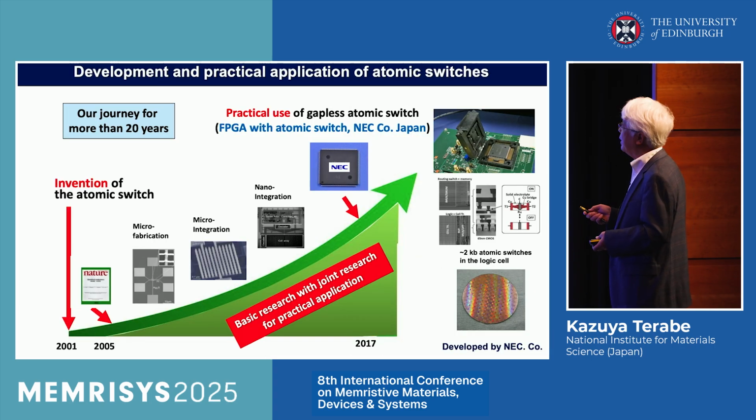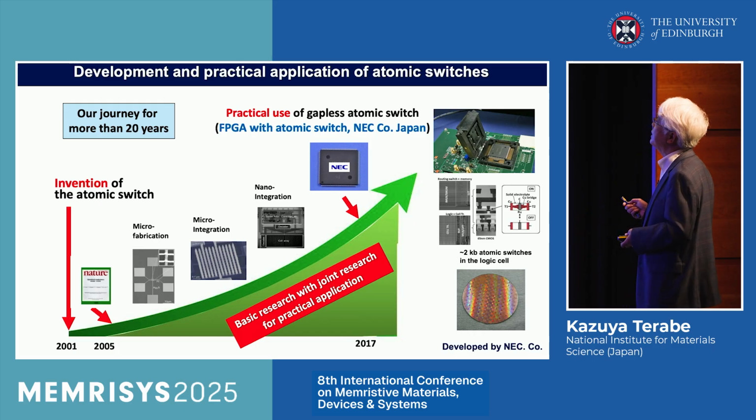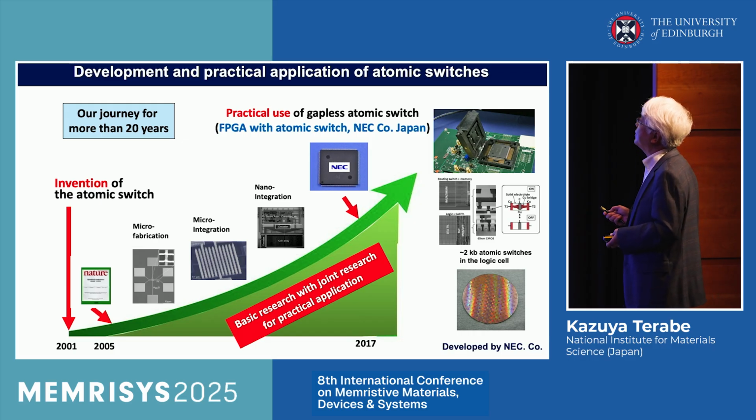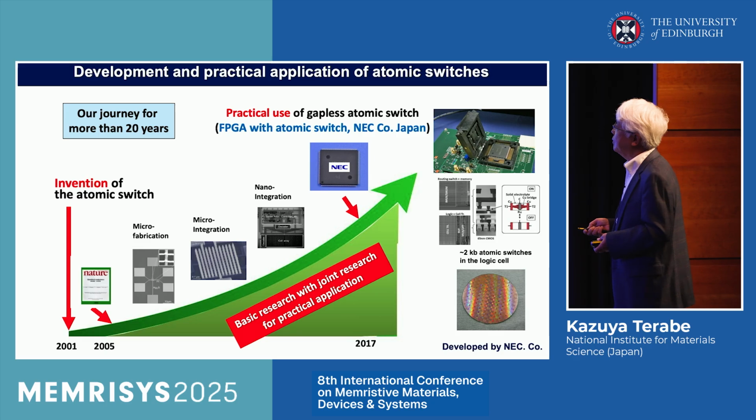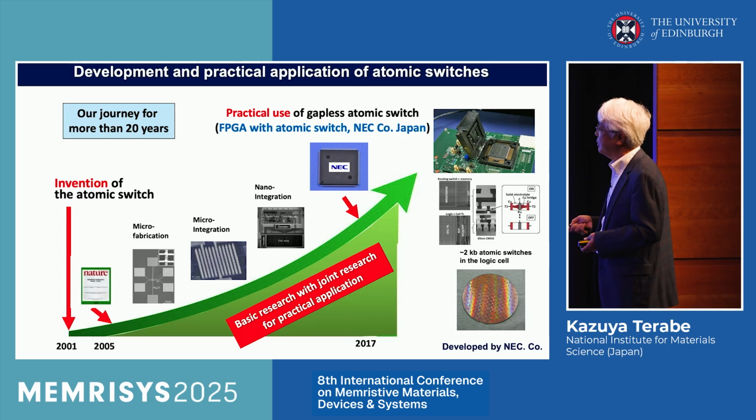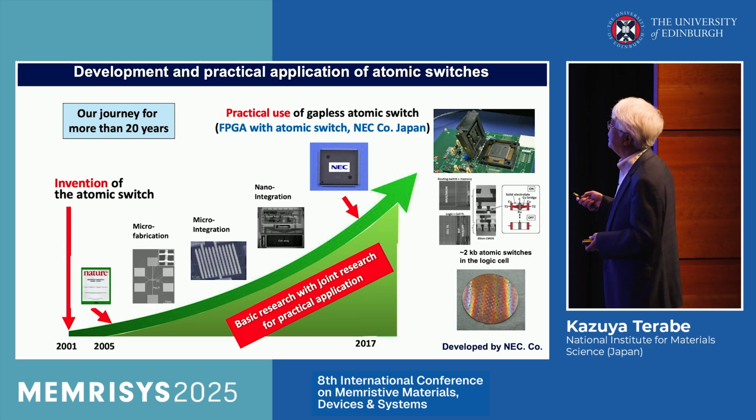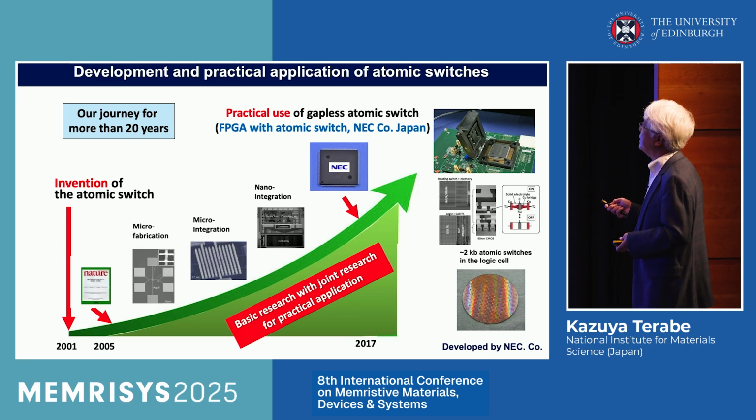So we try the development of practical applications of the atomic switch together with a Japanese electronic company, for practical use of a gapless atomic switch. We invented the atomic switch around 2000 and published the paper, and then collaborated on the creation of an integrated circuit like this. And finally, NEC succeeded in the development of an FPGA with atomic switches.